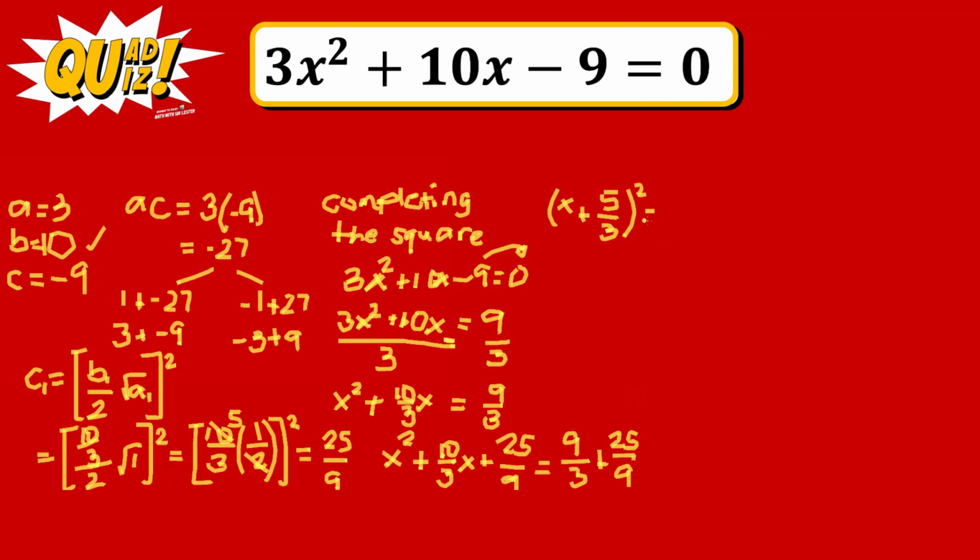And it's equal to, okay, if you're going to have LCD, that's 9. So you have 9. 9 divided by 3 is 3 times 9, you'll have 27 plus 25. You'll have 52. Again, 9 divided by 3 is 3 times 9, 27. 9 divided by 9 is 1 times 25, 25. 27 plus 25, that's 52. Then we take the root of both sides. Don't forget that when you take the root of a number, that's plus minus here.